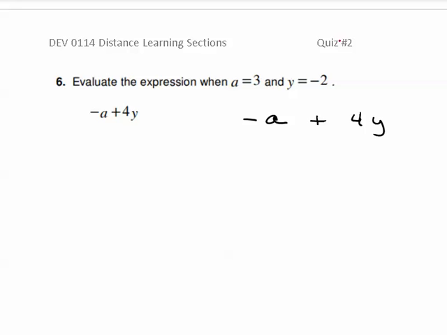All right, number 6 from quiz number 2. We're going to evaluate the expression negative a plus 4y given the value of a is 3 and the value of y is negative 2.